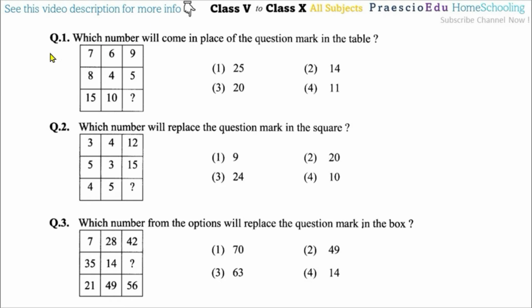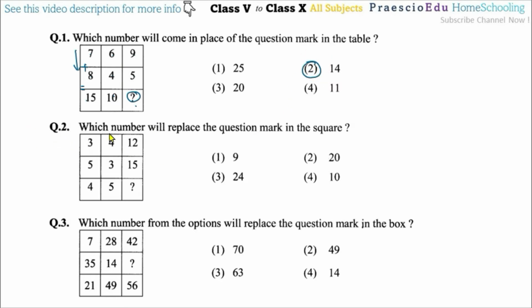Question number 1: which number will come in place of the question mark in a table? Here is the question mark, and we have to find which number will come, from the options. What exactly is the relation here? In the vertical manner, 7 plus 8 is 15. So this is addition. Likewise, 6 plus 4 is 10, and 9 plus 5 is 14. 14 means option number 2 is the correct one.